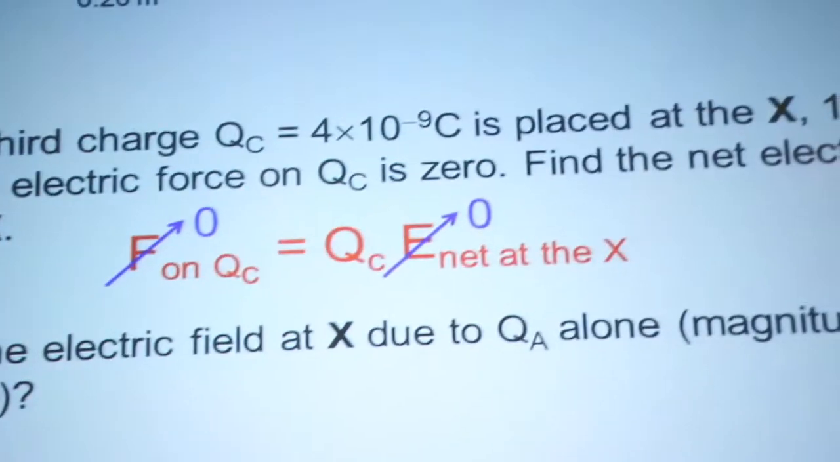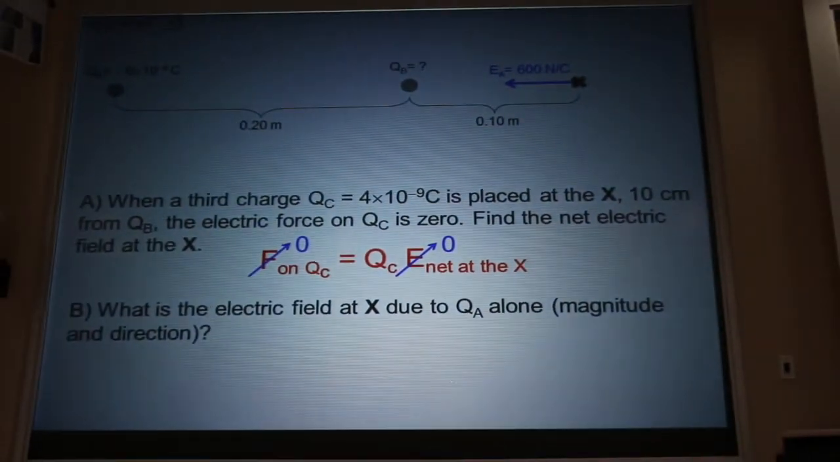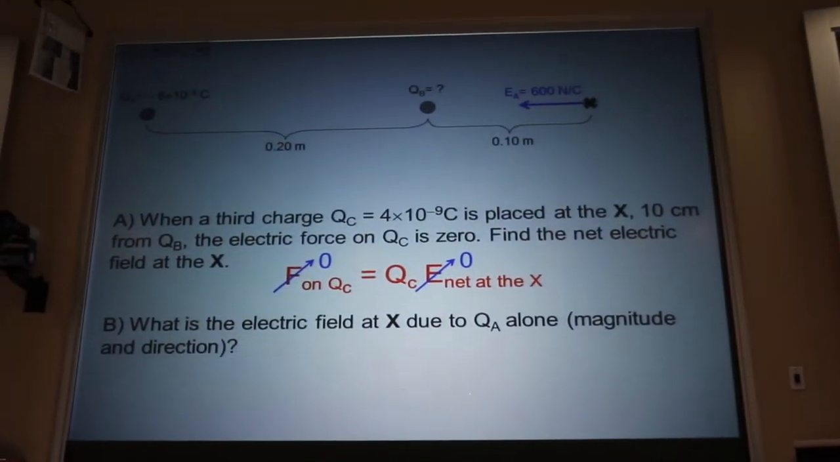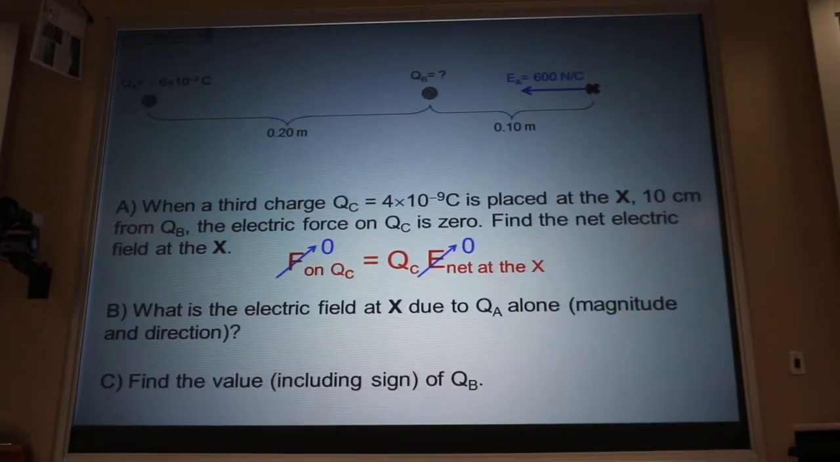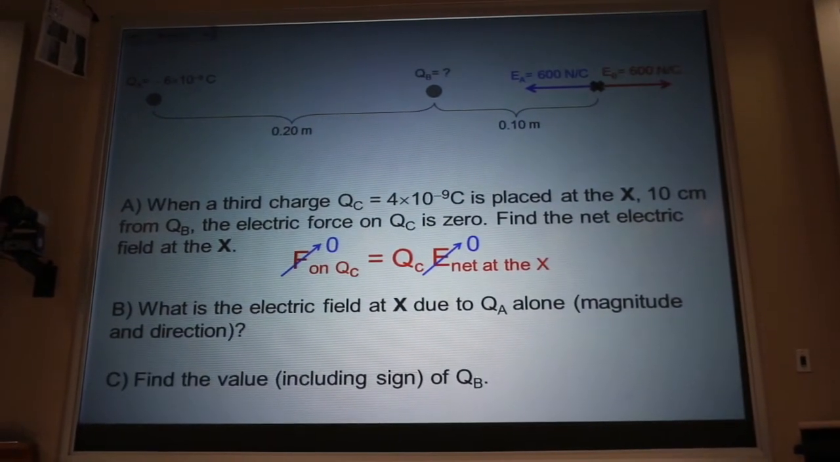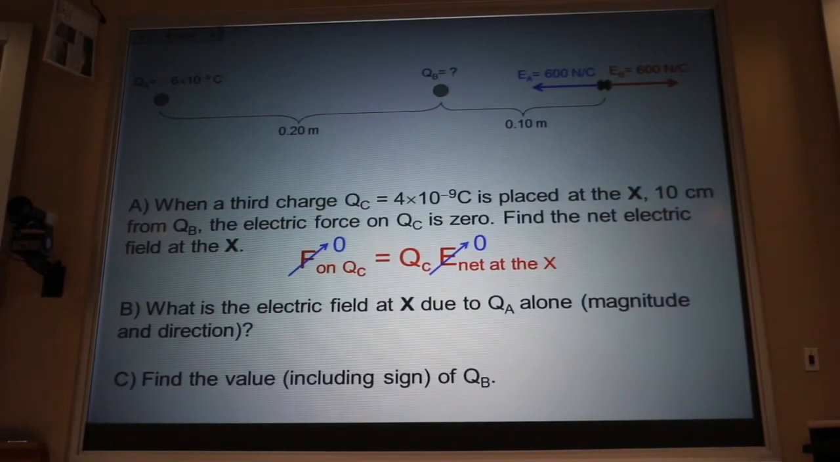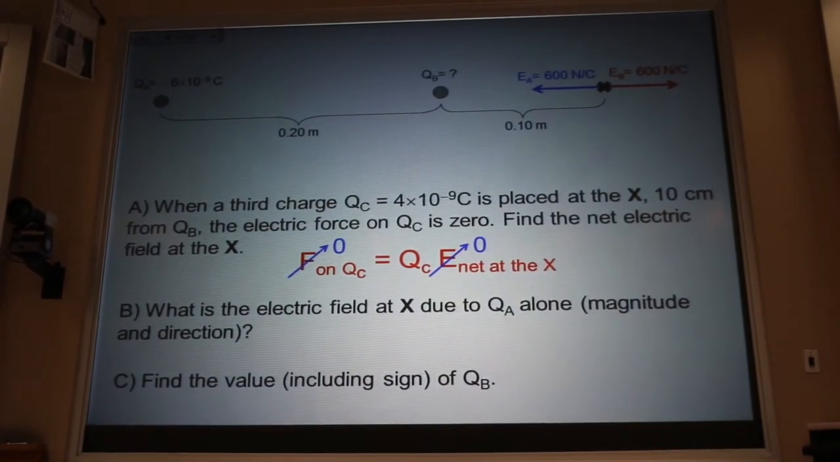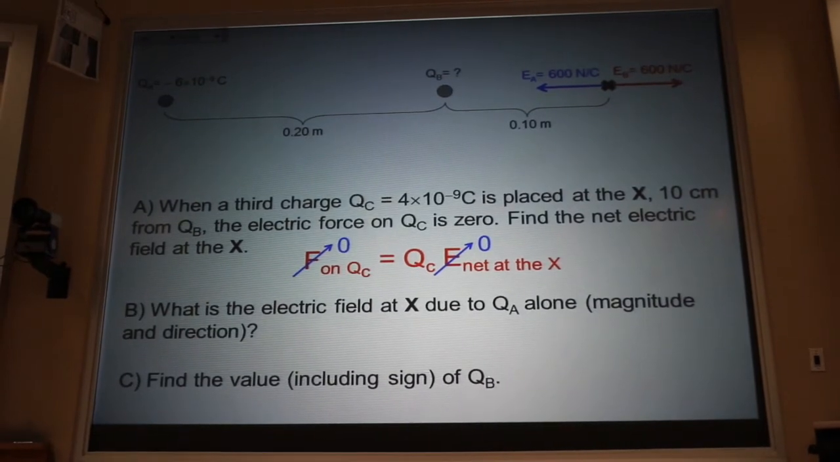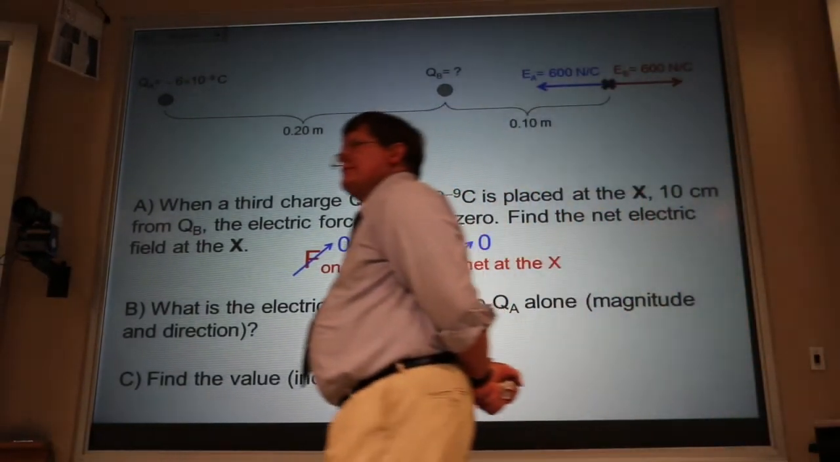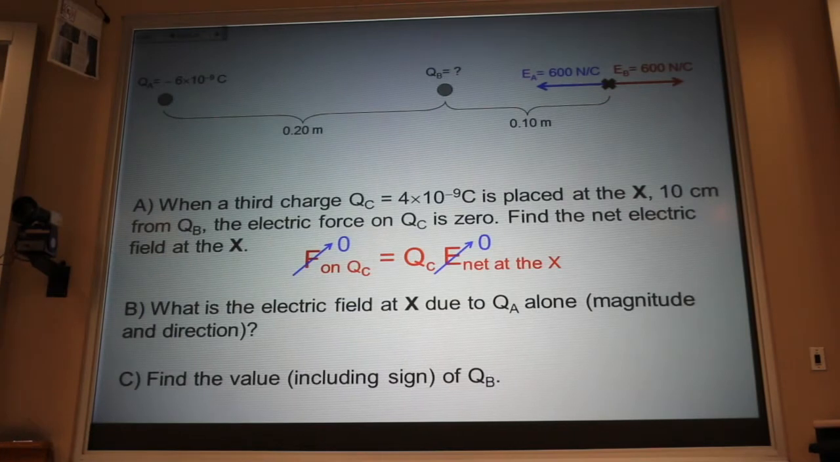Now the total electric field is due to QA and QB combined, and it has to add up to 0. And so that means that the electric field due to B has to be 600 newtons for each coulomb to the right. What does that tell me about QB? Is it positive or negative? Positive. It's got to be positive.